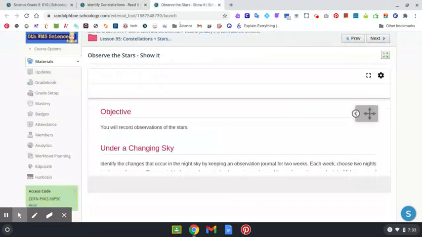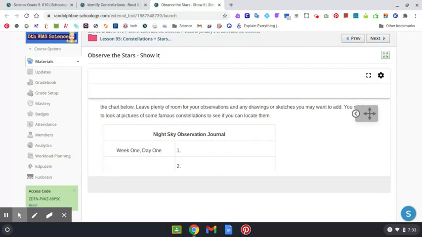All right. And the last part, you've got to observe the sky. I'm running out of time. It's about to end, but you've got to observe the sky for 1 week. And I want you to email me at kmore@randolphboe.org and tell me how many points you think this should be worth. You can do this on a piece of paper or you can do it in Google Docs.